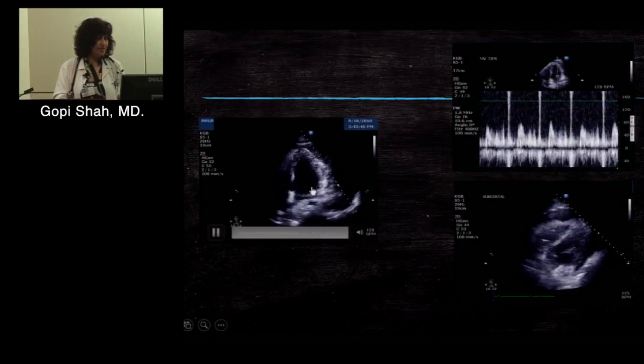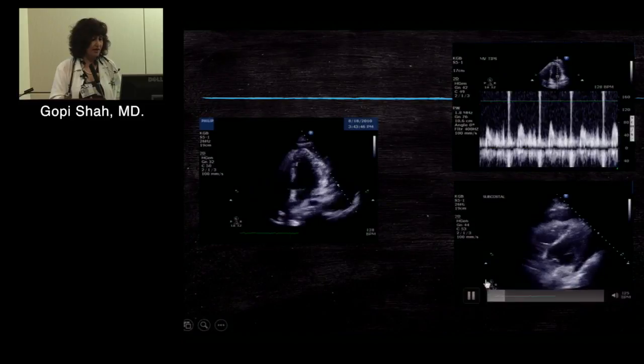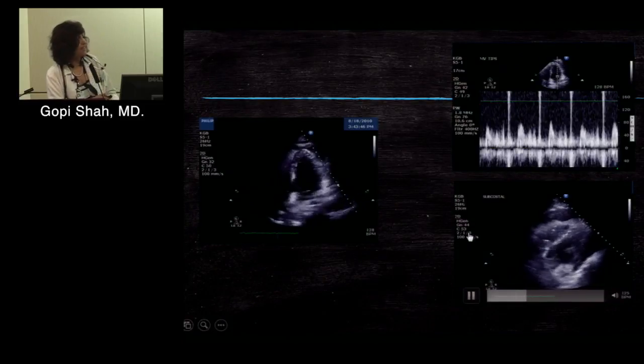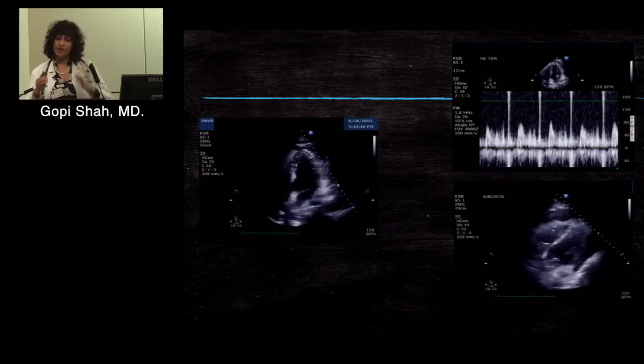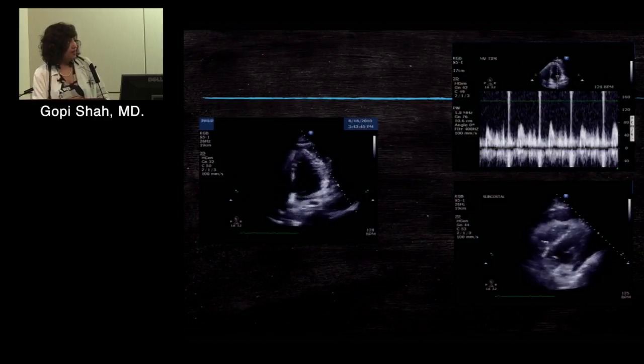Again, another view showing this, again showing you that in the real world we have to take multiple views, and that is the limitation of echo. Your windows have to be adjusted. Here we hardly see the RV. You feel there is some collection here too. In the subcostal view, beautifully you can see there is a huge collection anterior to the RV.